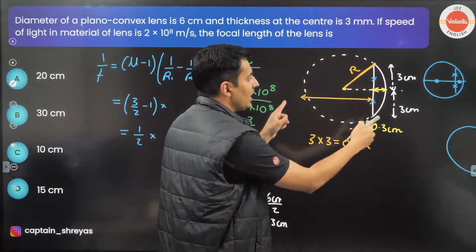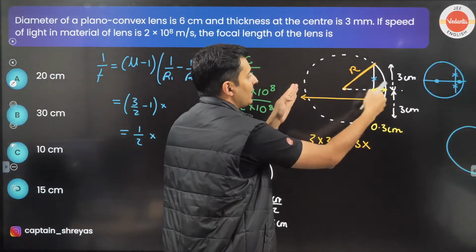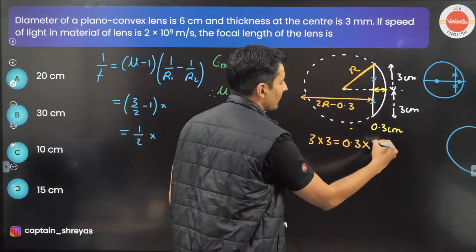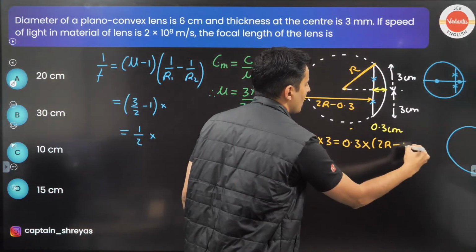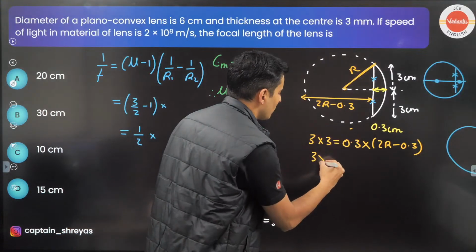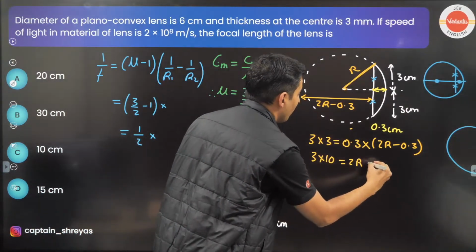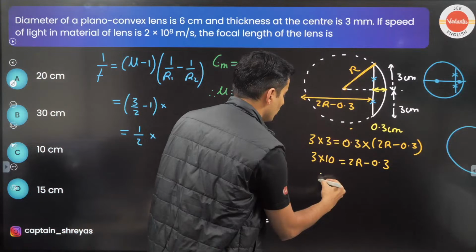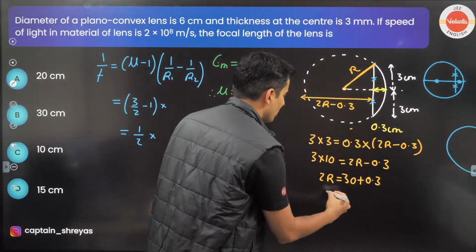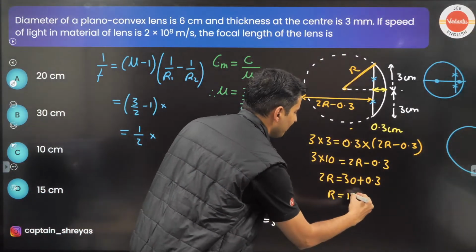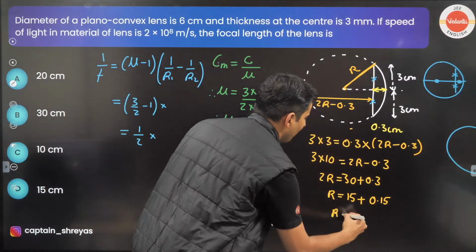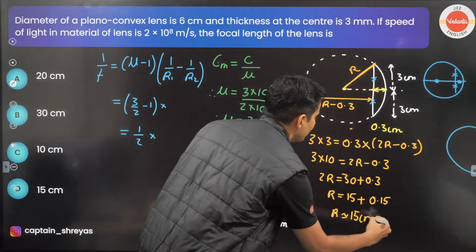what will that be? Obviously it will be 2r, which is the diameter, minus this much. So it will be 2r minus 0.3. Now 3 divided by 0.3, that's going to be 10, is equal to 2r minus 0.3. So 2r is going to be 30 plus 0.3. So r will be nothing but 15 plus 0.15, which I can approximately take as 15 centimeters.